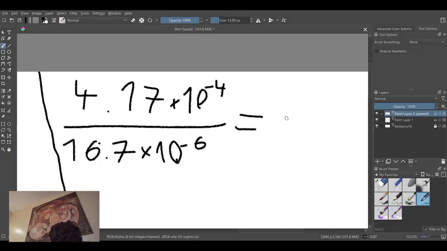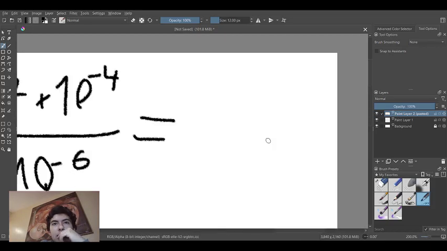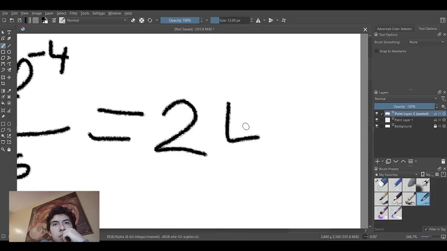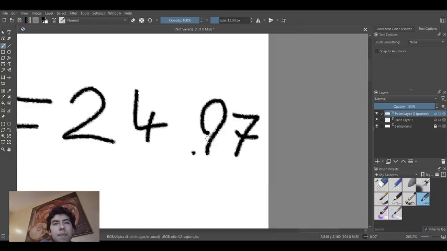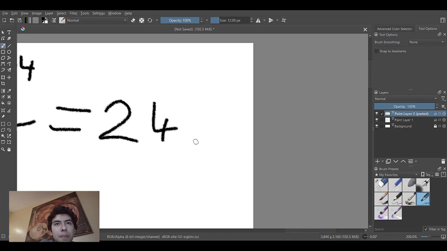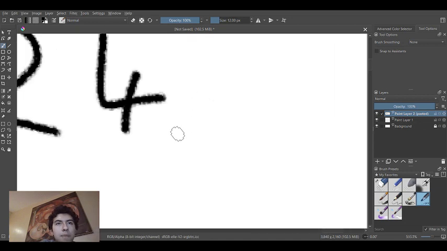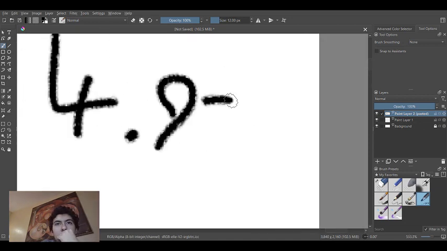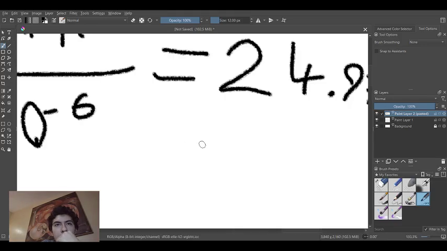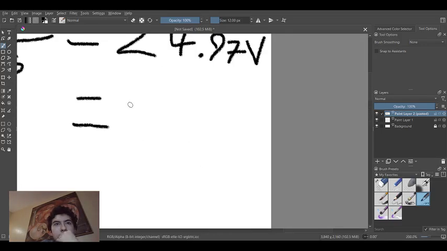Okay. That is going to be 24.97 volts. I think I'm going to round that up to 25. Yeah, 24.97, which is equal to essentially 25 volts.